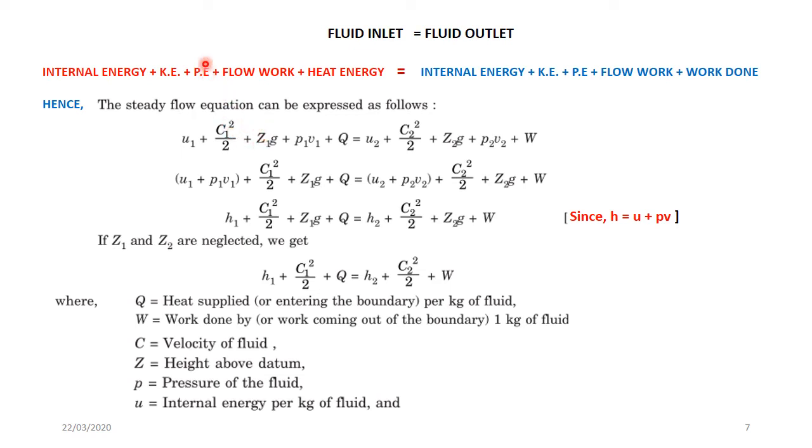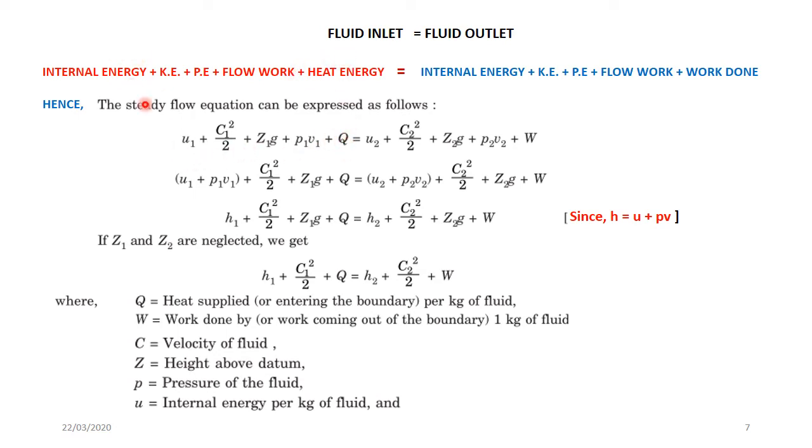Similarly, potential energy is mgh. Mass I again consider as 1, height I consider as z1, and g is acceleration due to gravity. Flow work, I think you know that one. Flow work can be written as pressure into volume of the fluid, plus q.